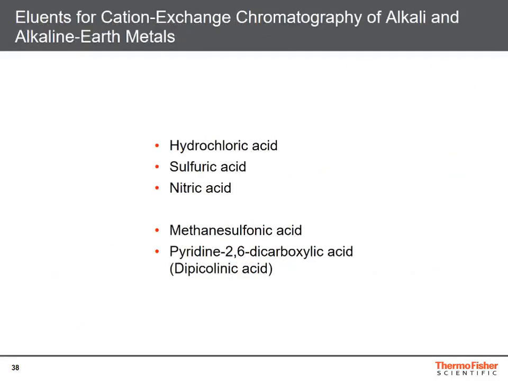For the elution of cations from a cation exchange column, we always need an acid eluent. This slide is summarizing the most important acids used in modern cation exchange chromatography. As you can see, we are differentiating between two different groups of acids, the inorganic ones on the top, such as hydrochloric, sulfuric, or even nitric acid, and organic acids such as methane sulfonic or pyridine 2,6 dicarboxylic acid, which is also called dipicolinic acid.